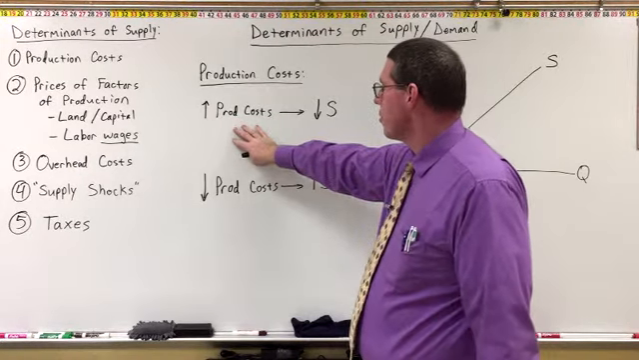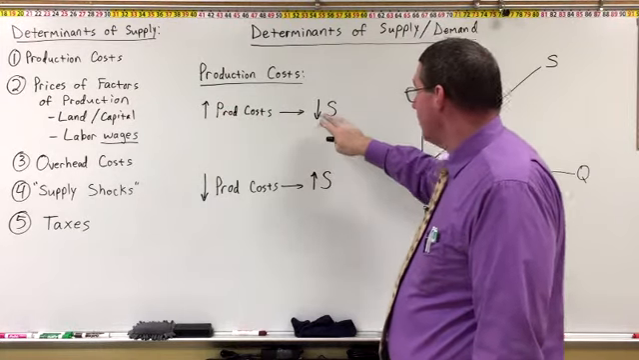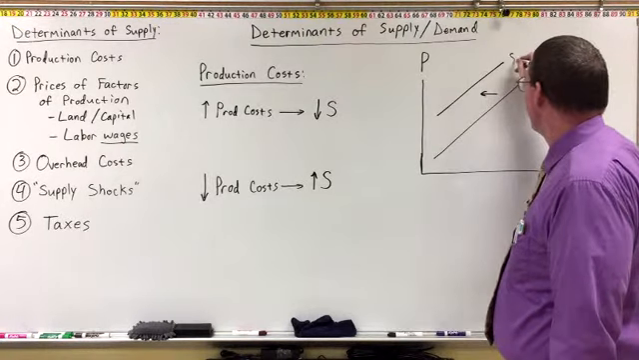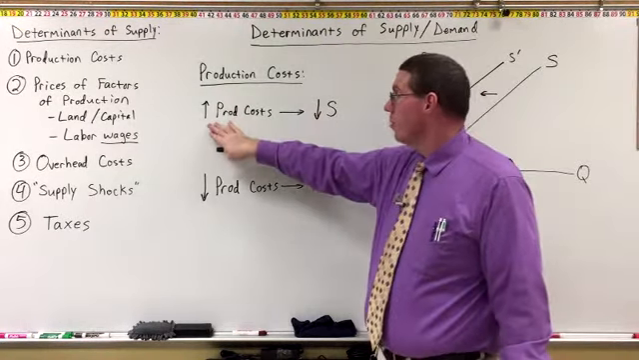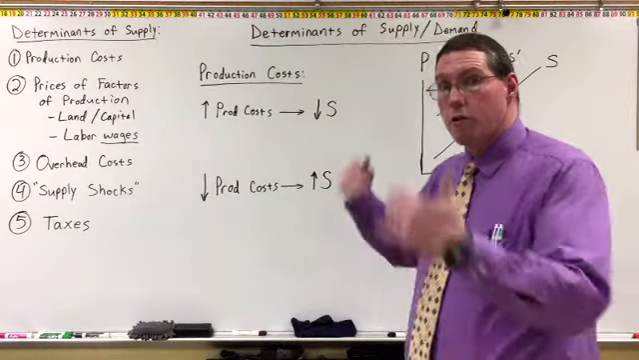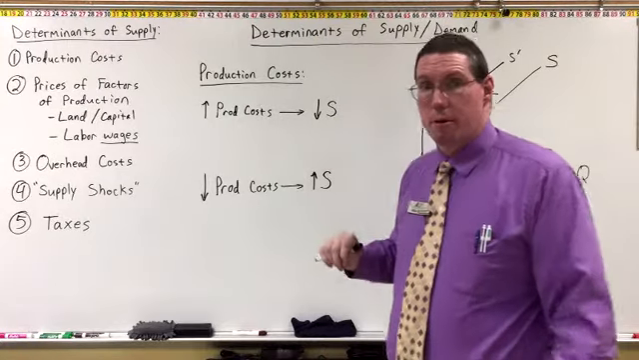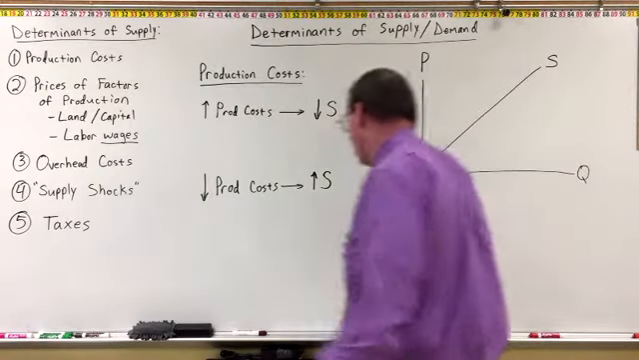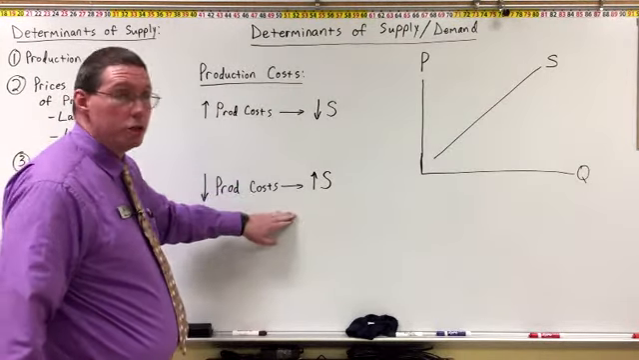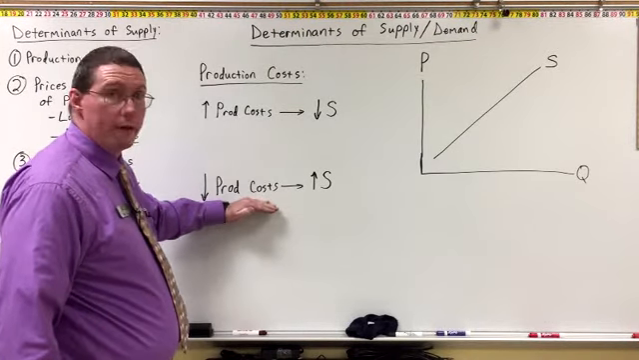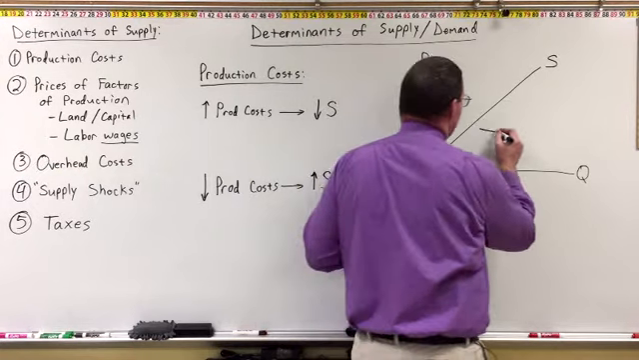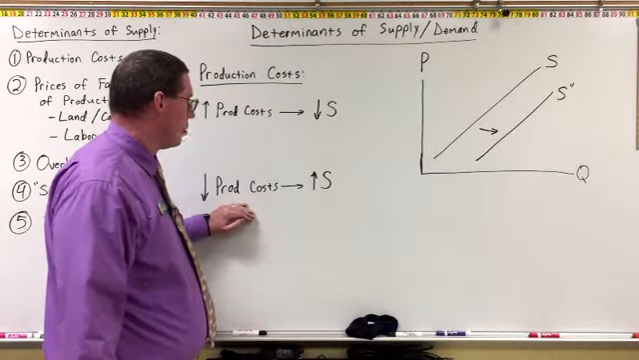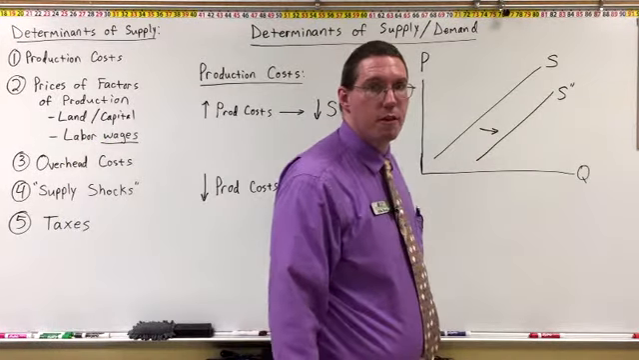So when production costs go up, the result is a decrease in supply and a leftward shift of the supply curve. Okay? So when it costs more to do business, when costs go up, you can't do as much business. On the other hand, if production costs go down, this is a very good situation. If production costs go down, then supply goes up because you can produce more, because you can do more with the money you have. And an increase in supply is going to be a rightward shift of the supply curve. And so a decrease in production costs results in a rightward shift of the supply curve.